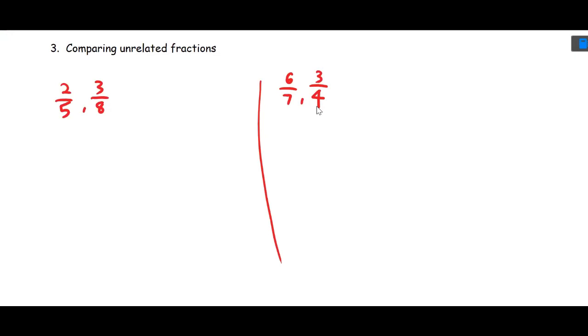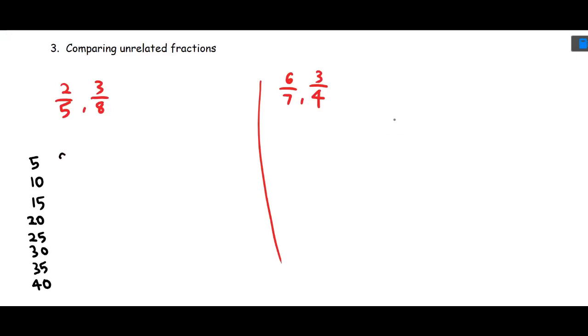Okay, the method to solving unrelated fractions is a bit more difficult because it requires more steps, but it has the same idea as the previous method. Firstly, I need to list the multiplication tables of my denominators. So I will take 5, 10, 15, 20, 25, 30, 35, 40. Okay, I don't have any space left, so I'm just going to stop here.